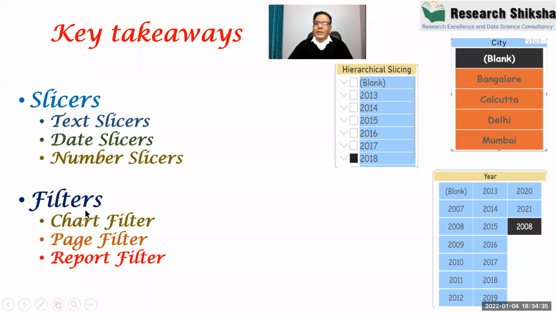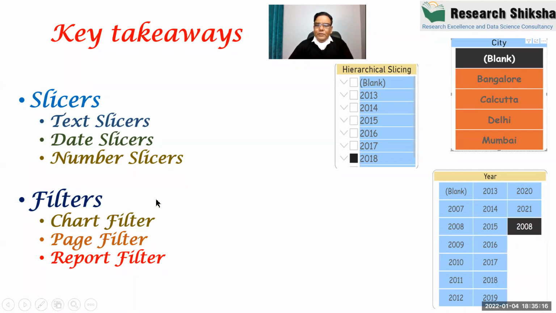Similarly, we also have the filters. Filters are somehow similar to the slicer, but slicers and filters are slightly different, because slicers normally work on the same page and filters work on three levels. The chart level means only a single chart will be affected by the filter. Whenever you select something, only a particular chart will be affected. So that is called chart filter or visual filter.